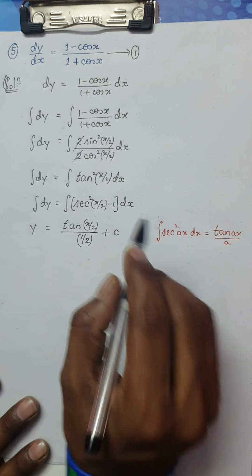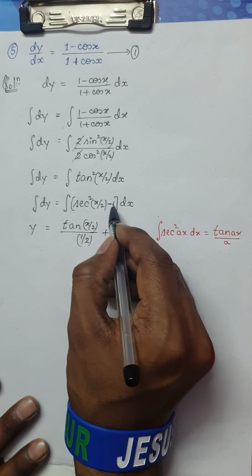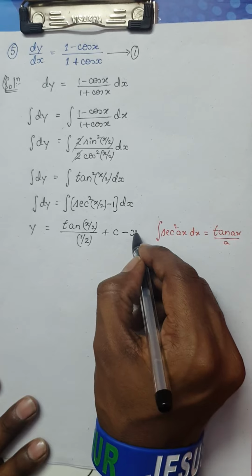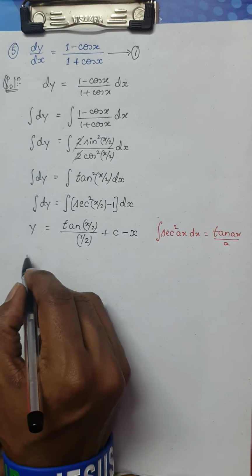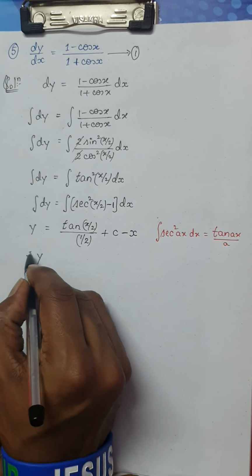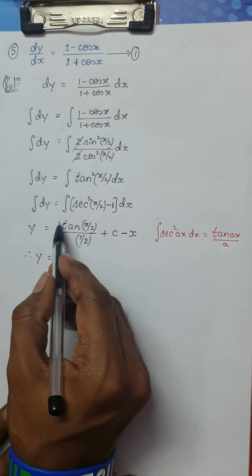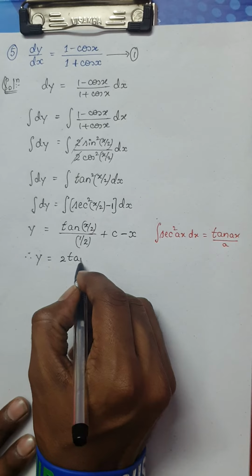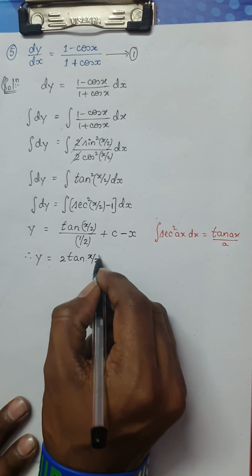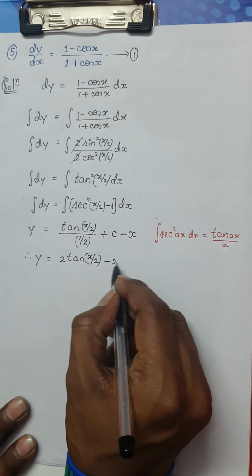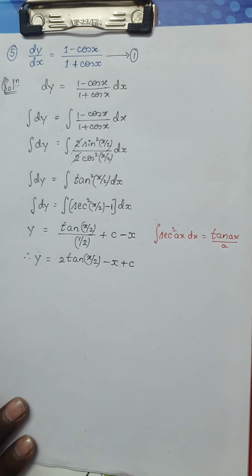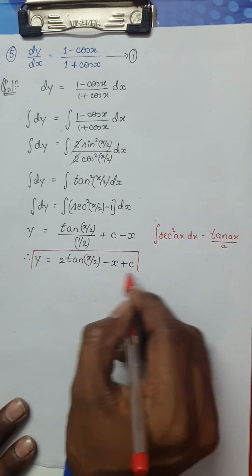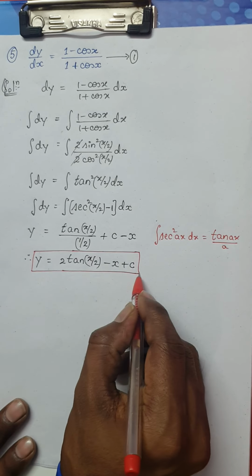Now remember there is minus 1 also there. So minus, what is integral of 1? Integral of 1 is nothing but x, isn't it? Therefore, the more simple way of writing it is y is equal to, the reciprocal of 1 by 2 would be 2, so 2 times tan x by 2 will remain. I'll write this term first, minus x plus c. So this is the required general solution.